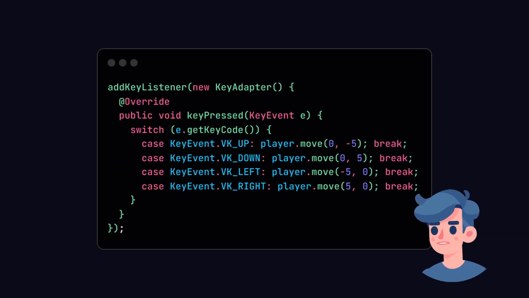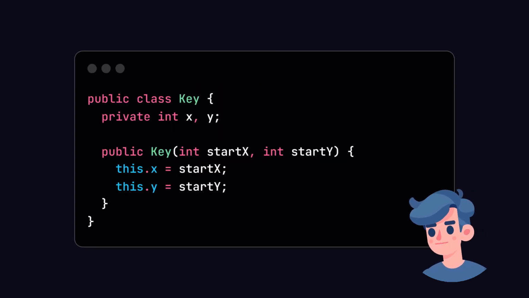With the main mechanics in place, let's explore how to add controls to move the player. We'll need to implement key listener functionality to handle keyboard input. To do this, add the following code in your game window class. Now, when you run the game, you should be able to control the player using the arrow keys.